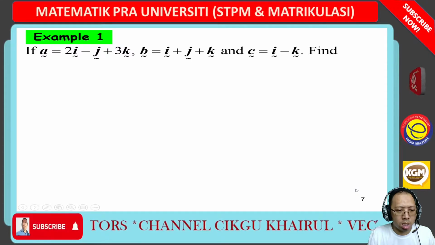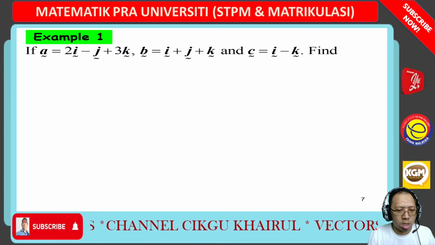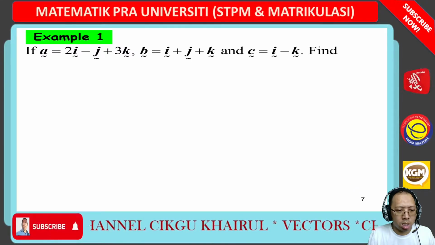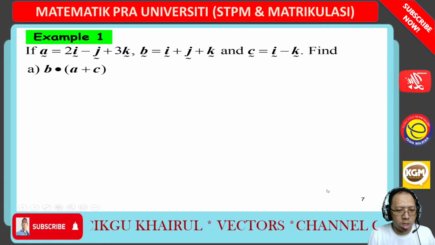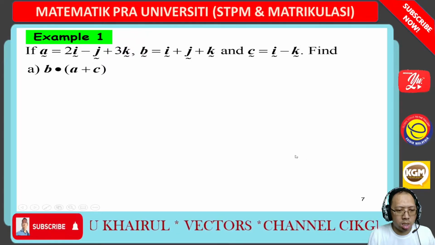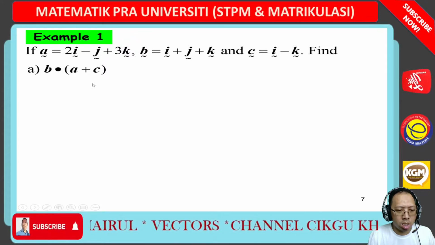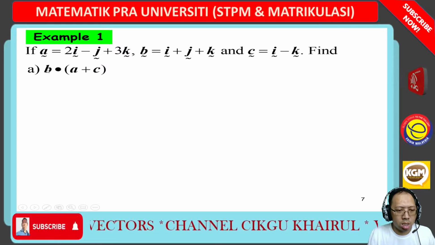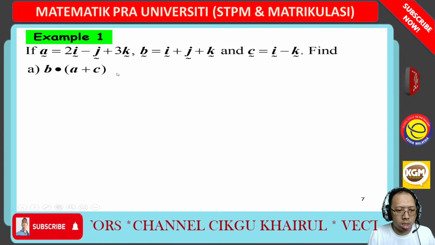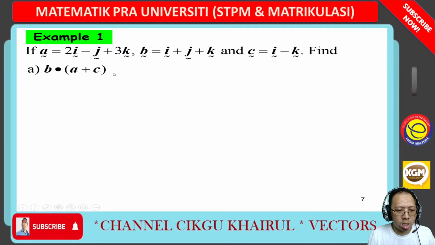If we have three vectors: vector A is 2i minus j plus 3k, vector B is i plus j plus k, and vector C is i minus k. Find b dot (a plus c). What is the result for this dot product? A dot product will give a scalar.